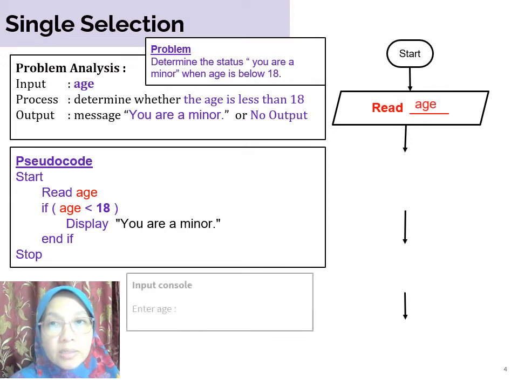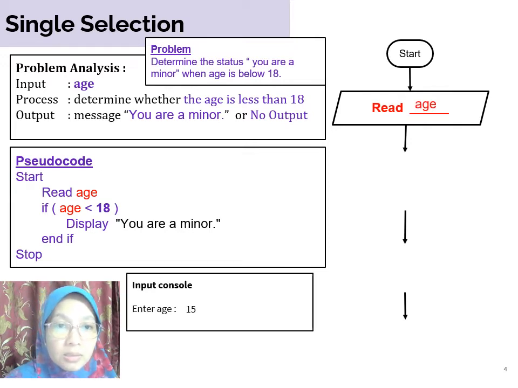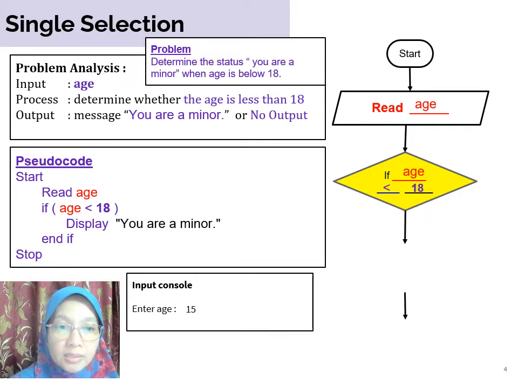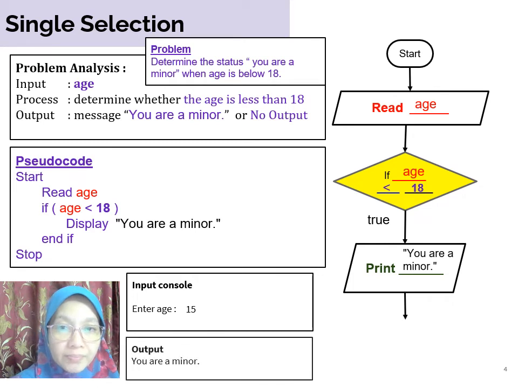Start, then read age. When you read age, the input console will come out, and then you can enter age. If the user enters 15, what will happen? If age is less than 18, is 15 less than 18? True. So if true, print you are a minor, and the output will come out: you are a minor. Then stop.